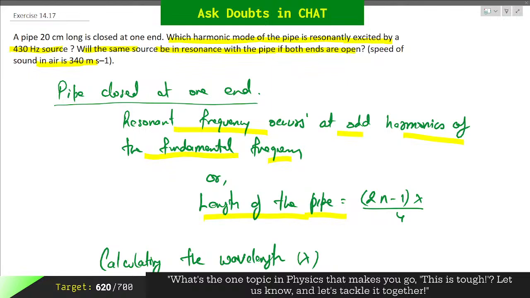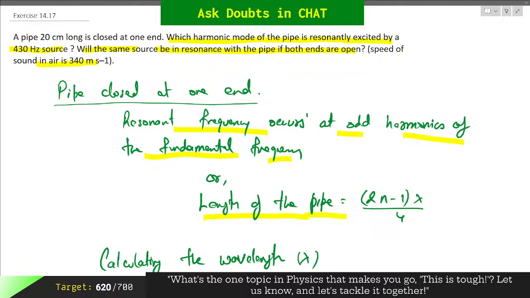So here the key concepts are closed end pipes. A pipe closed at one end supports a standing wave with a node at the closed end and an antinode at the open end. The fundamental mode of such a pipe is a quarter of the wavelength, that is lambda by 4, fitting within the length of the pipe. Now for the open end pipe, both ends support antinodes, and the fundamental mode is half the wavelength, that is lambda by 2, fitting within the length of the pipe. And we also know that the relationship between speed, frequency and wavelength is: speed of the wave equals frequency times the wavelength.